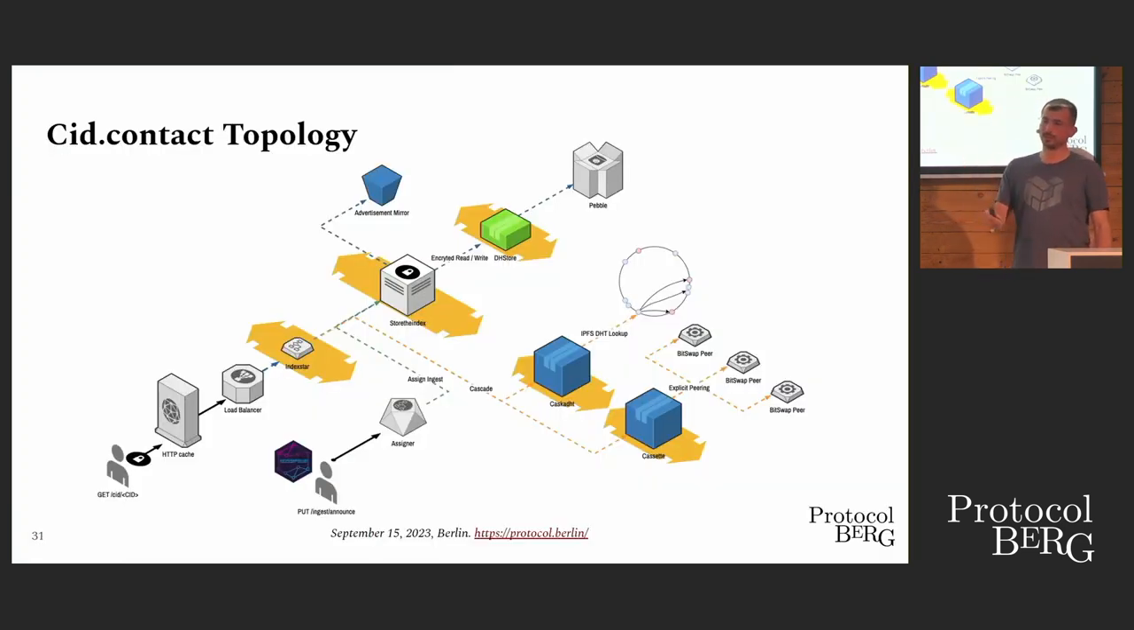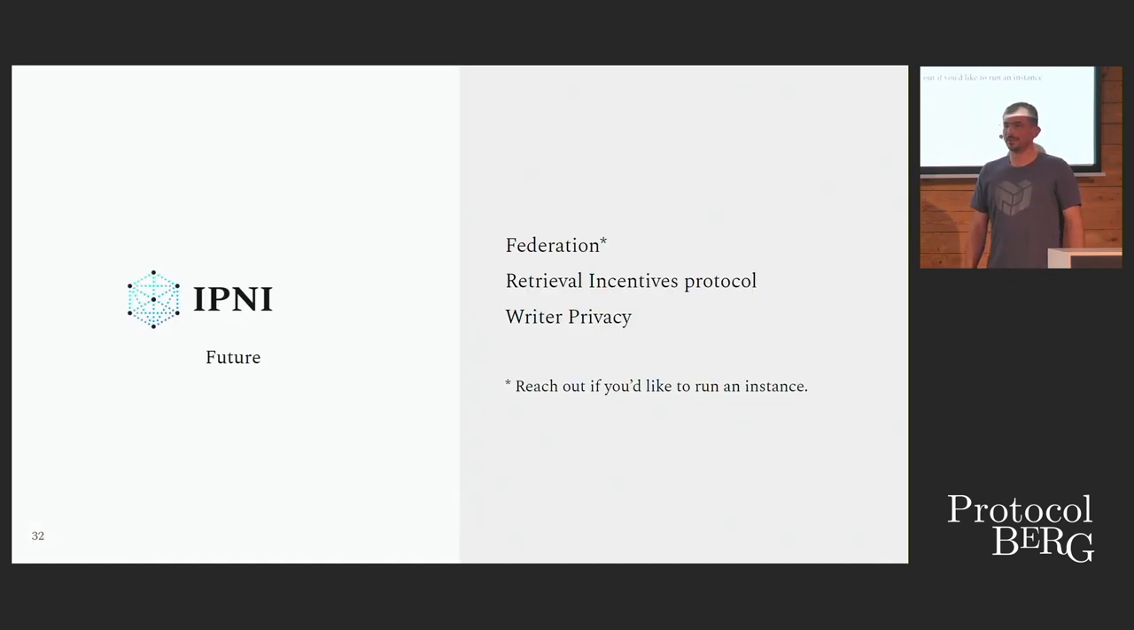I wanted to show you quickly the topology of cid.contact. We are heavily using caching, for example, to make sure things go fast. We also provide services like cascading lookup over alternative routing systems to really create a one-stop shop for looking up everything. The response we get from clients is amazing. Everybody likes it. You can see indications of things like federation, for example, the assigner service, which I can't go into now, but am happy to discuss further.